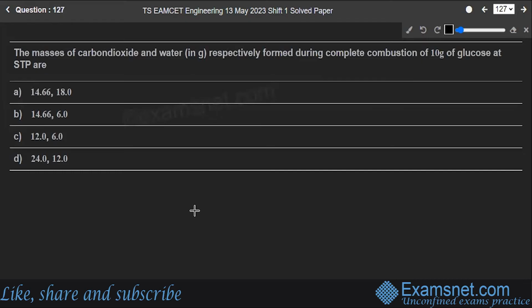The masses of carbon dioxide and water in grams, respectively, formed during complete combustion of 10 gram of glucose at STP are. Let's write down the masses of carbon dioxide and water in a complete combustion of 10 gram of glucose. So let's write the equation. C6H12O6 with oxygen, complete combustion, gives you 6CO2 and 6H2O. This is your glucose, oxygen, carbon dioxide, and water.